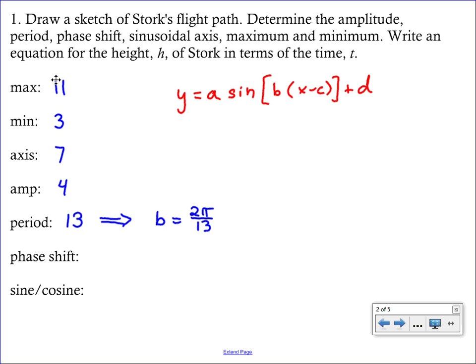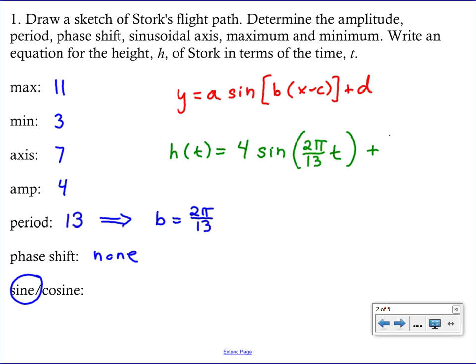A gives us the amplitude, B helps us find the period, C gives you the phase shift as long as the B is factored out, and then the D is the vertical shift. So a lot of these things are falling into place just by extracting our given information. There is no phase shift in this particular problem as long as we go with the assumption that we are using the sine curve. So we can go ahead and write the equation for our height. We know that h of t, this is just function notation, is equal to 4 sine of 2 pi over 13 t plus 7.